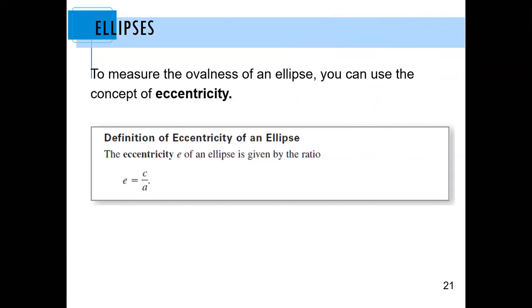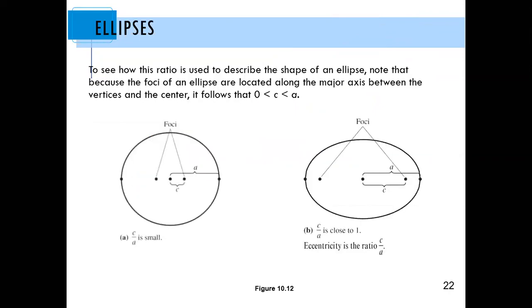So eccentricity is measured by C over A. Let's look at this picture to see how this ratio is used to describe the shape of an ellipse. Note that because the foci of an ellipse are located along the major axis between the vertices and the center, it follows that C is between 0 and A. That's basically what I was already saying, yes? C is smaller than A, and positive, of course.